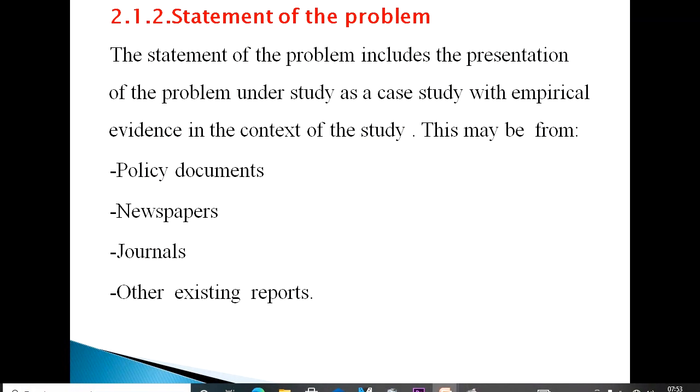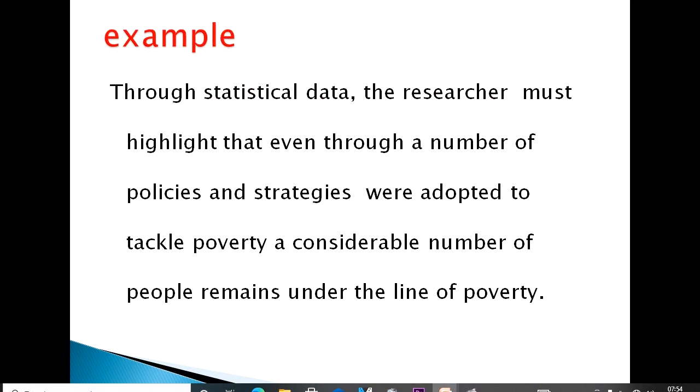So the statement of the problem includes the presentation of the problem under study as a case study with empirical evidence in the context of the study. This may be from a policy document, newspaper, journal, and other existing reports. When we consider the practice, for example, looking at our topic that we have chosen previously about the contribution of private sector to poverty reduction in developing countries, case study MTN Rwanda.